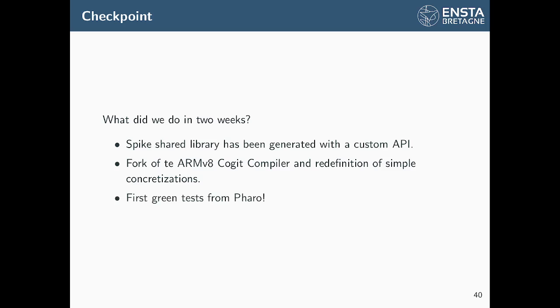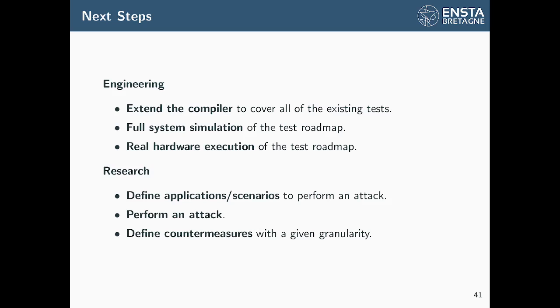And in the end, we got the first green test from Pharo on very simple Pharo bytecode that is JIT compiled. So what are the next steps? In the engineering world, we'll still have to extend the JIT compiler to cover all of the existing tests that are available in Pharo. And then we'll have to perform the two other test steps: the full system simulation and the real hardware execution.